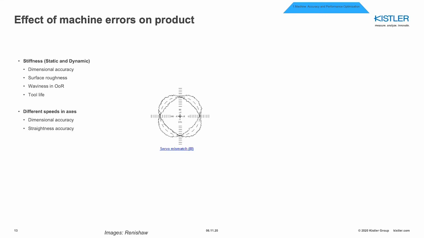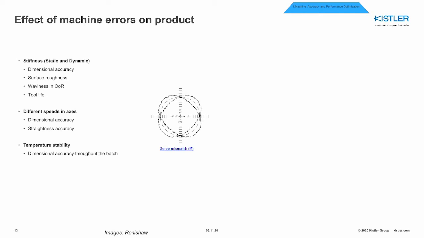Then in some cases, machine axes may have different speeds, or because of machine aging and friction and so on, it does not make a circle anymore. As you can see here, it's making an elliptical shape depending on which direction it's making the circles. And of course, this will affect the dimensional accuracy and the straightness of your machine and, at the end, your part.